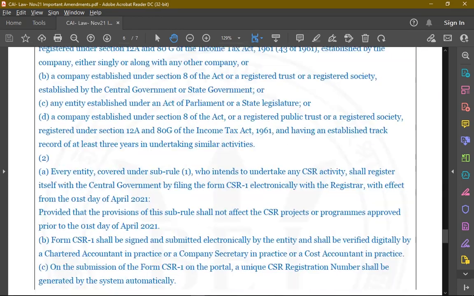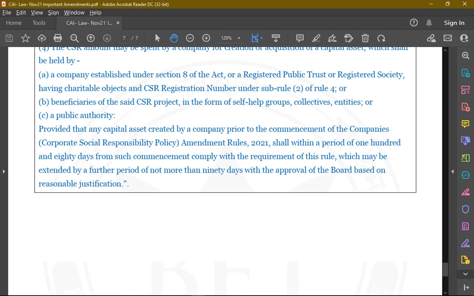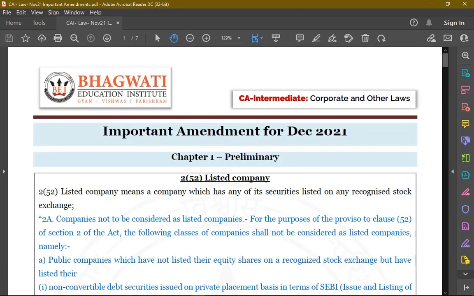Now look, a few amendments which are penalty oriented I have not included here, because when we talk about penalty, penalty means what? Earlier there was some different penalty and now there is a different penalty. That kind of amendments we can easily do just by reading them. So those I have not included here.